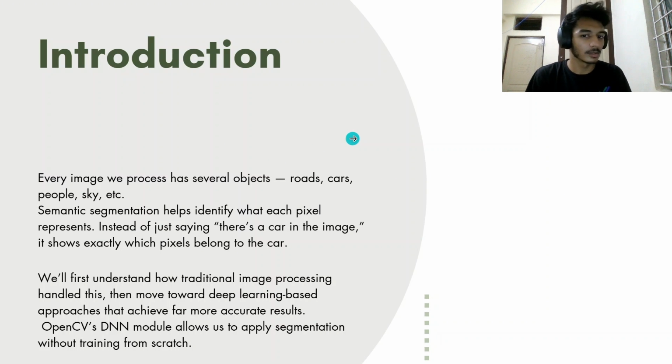So, introducing segmentation, or image segmentation. Every image we process has several objects such as road, cars, people, sky, animals, etc. Semantic segmentation helps identify what each pixel represents, instead of just saying there's a car in an image. Saying there's a car in an image would be more like object detection, but segmentation gives a label to each pixel value. It shows exactly which pixels belong to the car. We'll first understand how traditional image processing handled this, then move towards the deep learning approaches that achieve more accurate results.